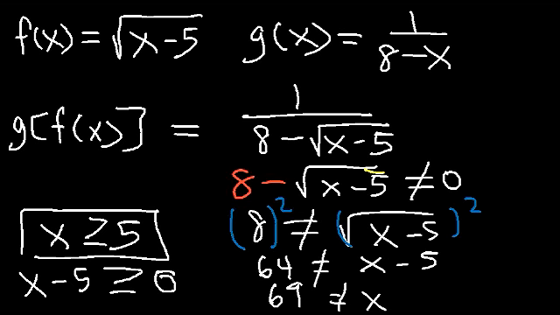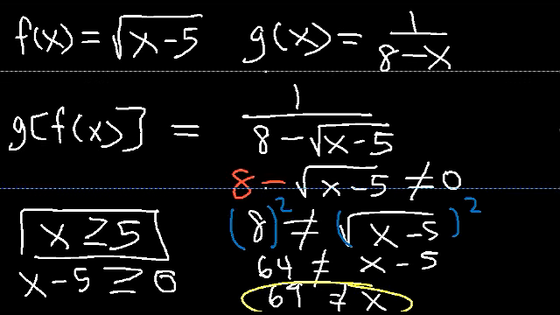If you plug it in, 69 minus 5 is 64. Square root of 64 is 8. 8 minus 8 is 0. We can't have a 0 in the bottom. So now, how can we combine these two restrictions? We see that x can't be 69, and x has to be greater than or equal to 5.